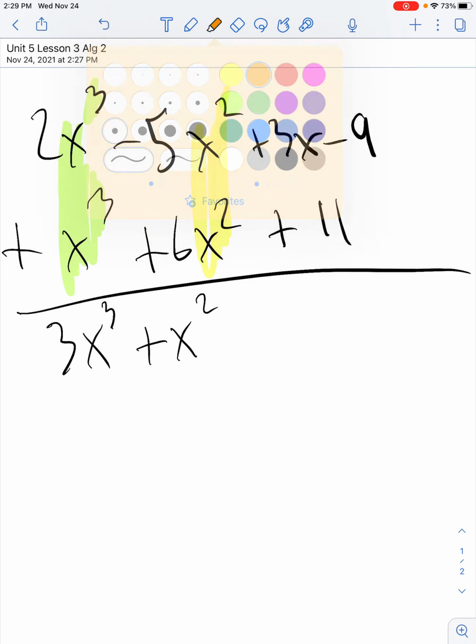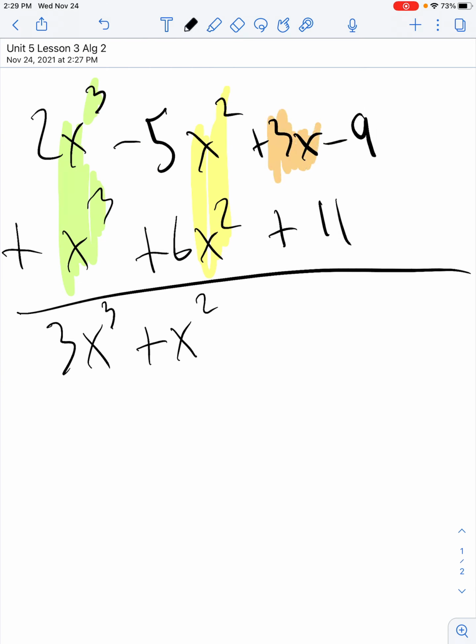3x is kind of by itself. I don't have any other x's to add, so I'm just going to carry that down below. And then I'm going to finish it by adding my constants. Negative 9 plus 11 is going to give me plus 2 at the end. So if you stack it vertically like that, you can do it.